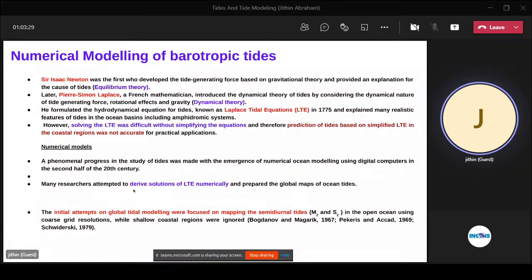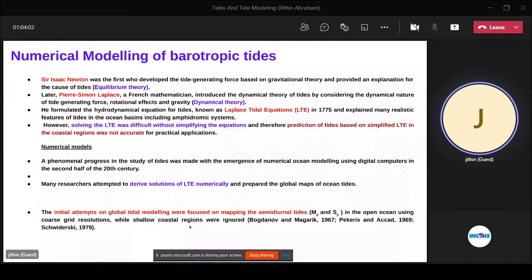Many researchers attempted to derive solutions for these Laplace equations and prepared global maps of the oceans. The initial attempts at global tidal modeling were focused on the mapping of semi-diurnal tides, that is, major constituents such as M2 and S2, in the open ocean using coarse grid resolutions of 1 to 2 degrees, while the shallow coastal areas were ignored.